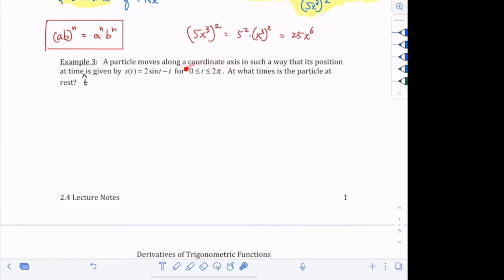And they give me this range of values, from 0 to 2 pi, that's the entire circle. Okay. And what we want to know is, at what time is the particle at rest. So this "at rest" seems important.